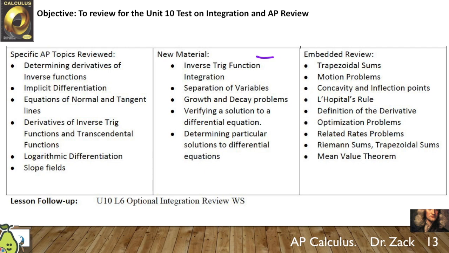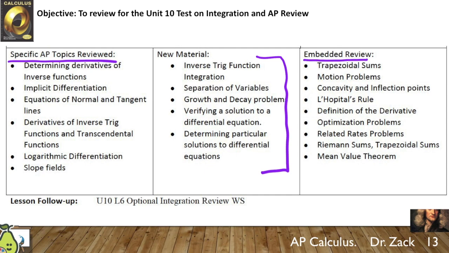The last several lessons have been very intense. We've had some new material, your inverse trig, you have to find antiderivatives, you have growth and decay. But while we've been learning the new material, there have been review materials embedded within the topics. Your next test has quite a bit on it.